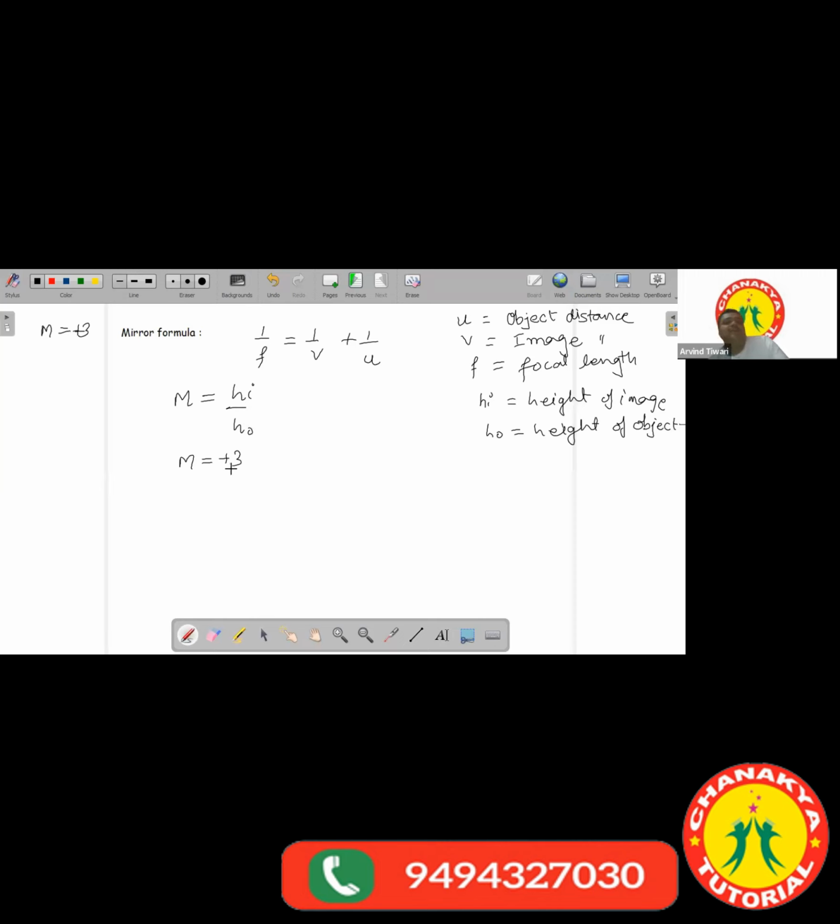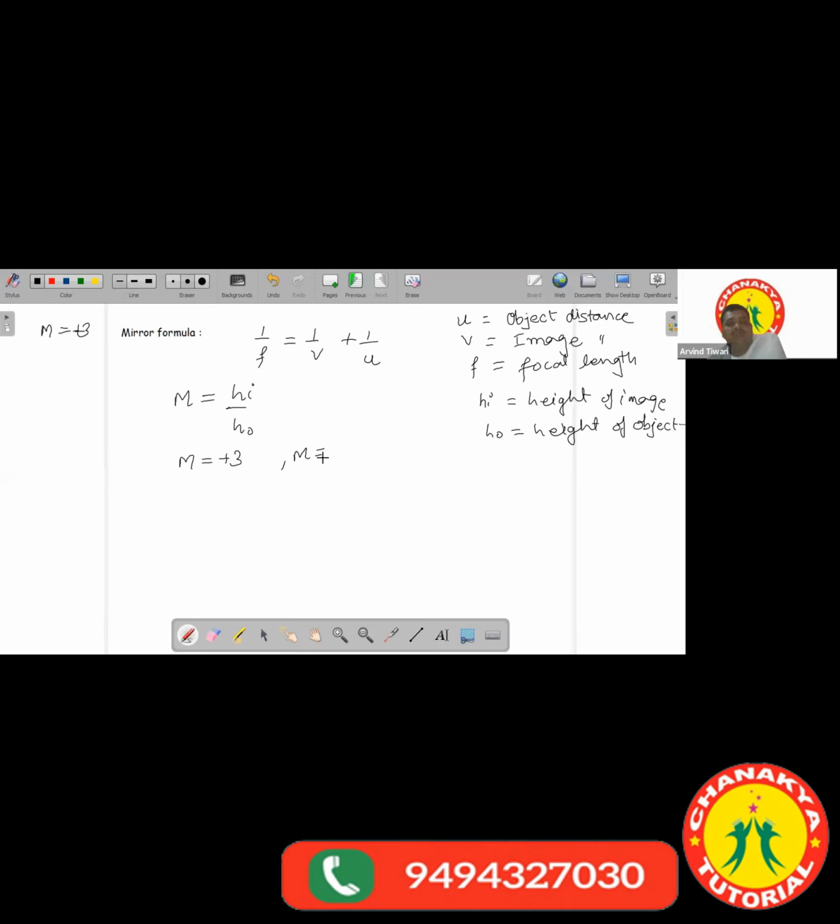Okay. Then if you have a plus sign here, what does this plus sign mean? Virtual image. That means the image is erect, and the image is virtual. So everyone should be able to guess these things from the value of magnification. Okay, so can you get this?